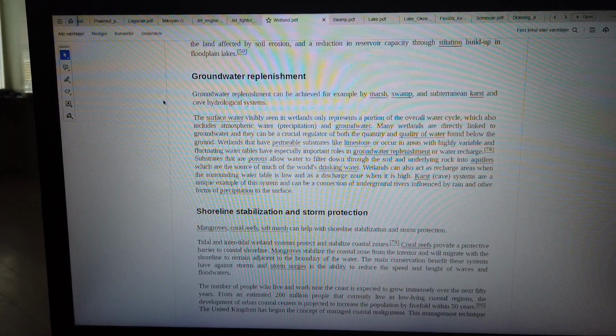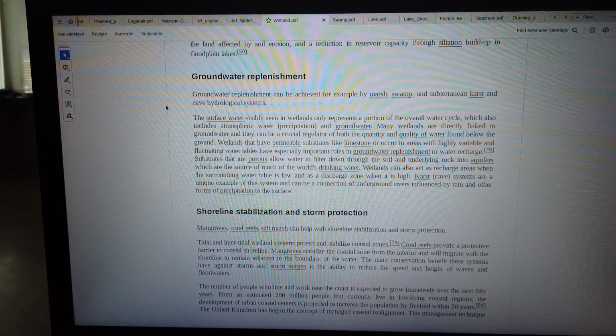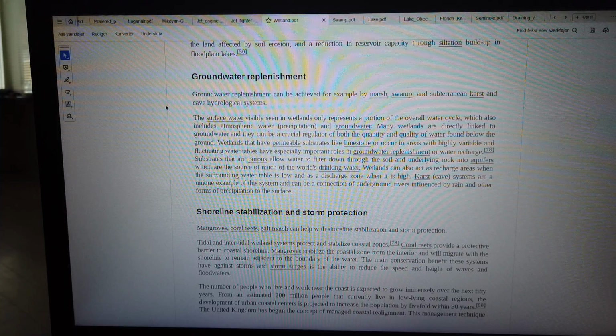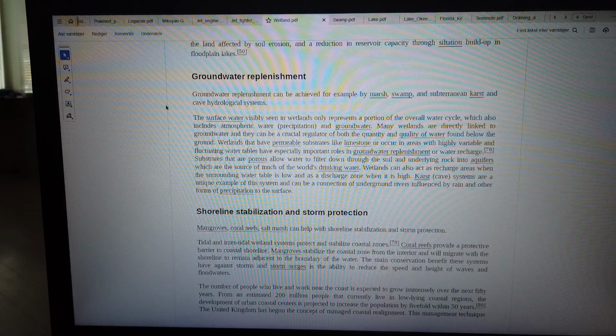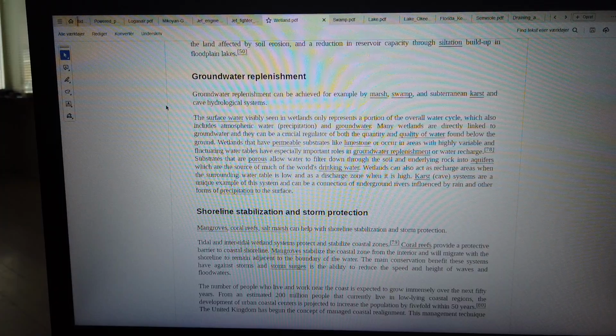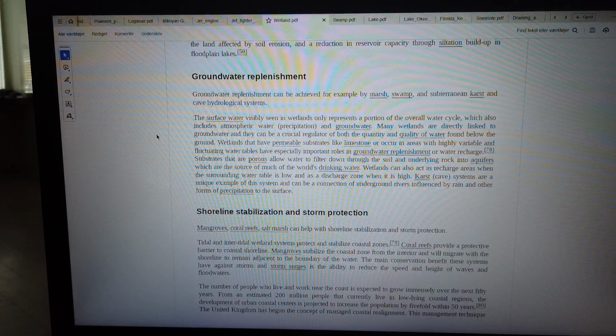Groundwater replenishment. Groundwater replenishment can be achieved, for example, by marsh, swamp, and subterranean karst and cave hydrological systems. The surface water visibly seen in wetlands only represents a portion of the overall water cycle, which also includes atmospheric water, precipitation, and groundwater.